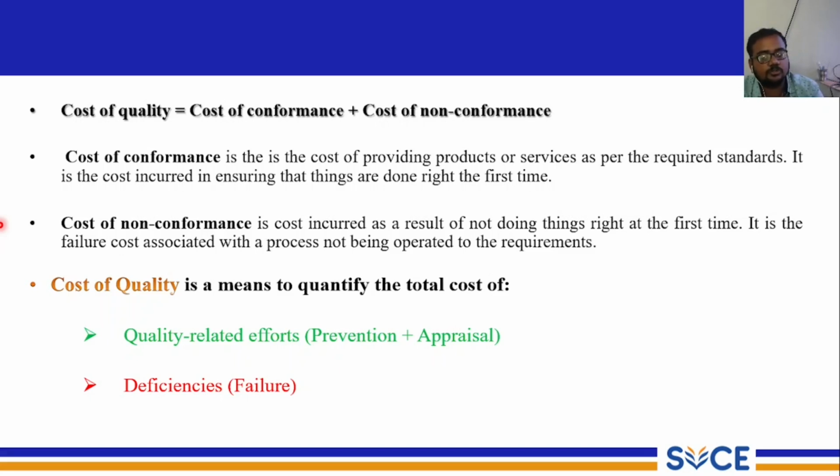So what is cost of non-conformance? It is not doing the product right the first time. It is the failure cost, or the cost associated with a process or product by doing the work repetitively, or doing the work again to ensure that the poor quality or defectives which have been produced earlier are rectified before moving on to the customer. So cost of quality includes your prevention and appraisal cost under quality efforts and the failure cost for your deficiencies.